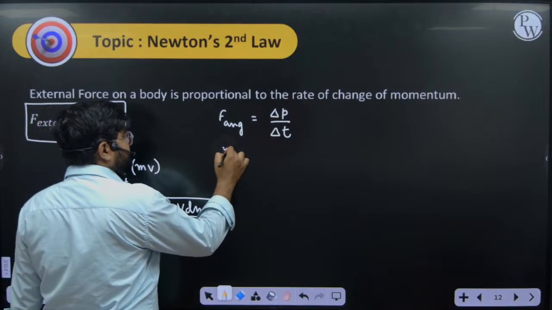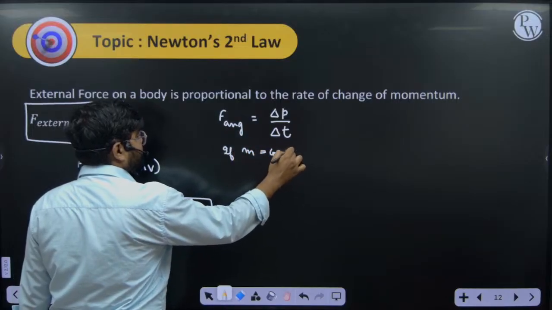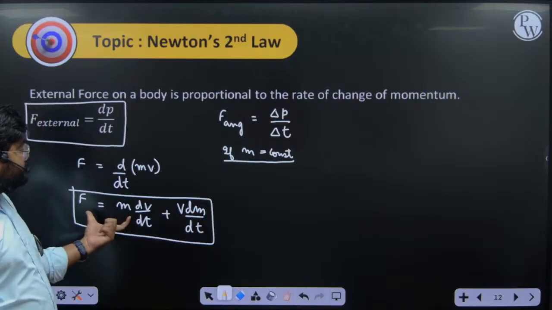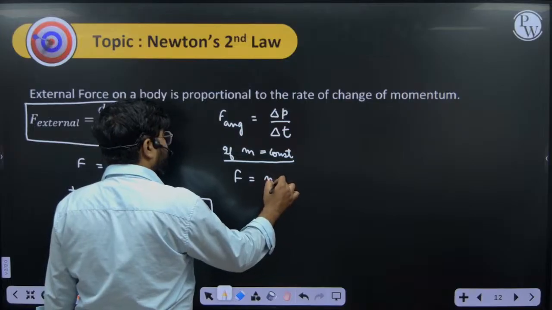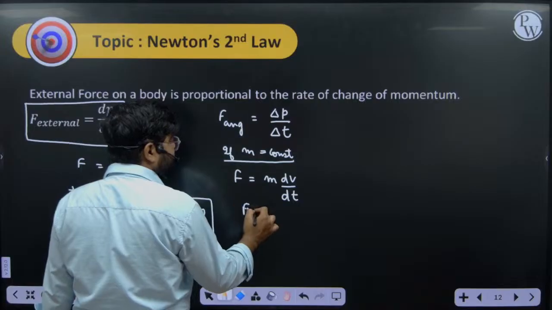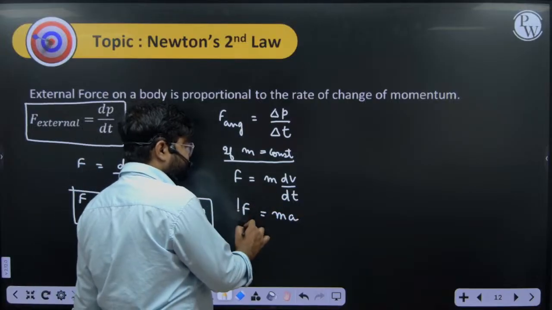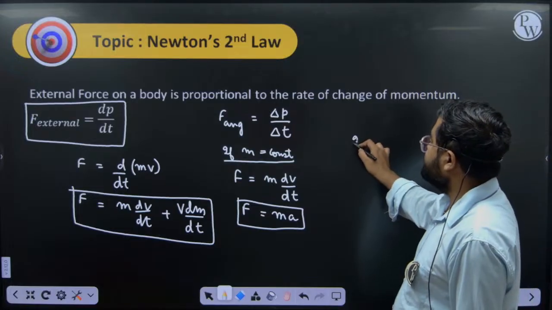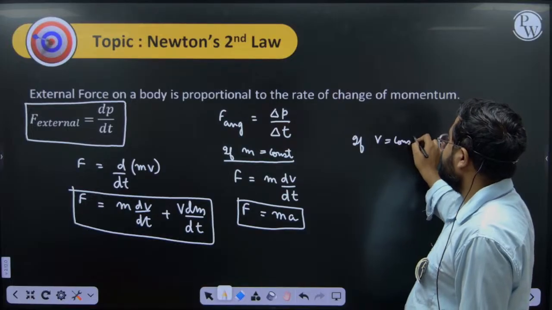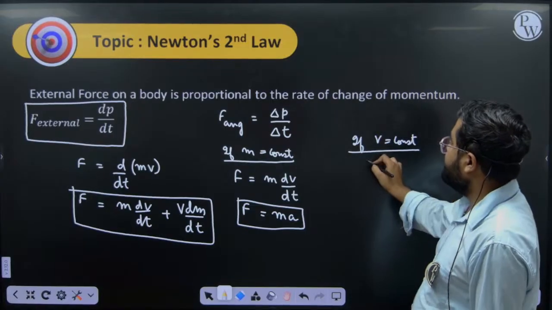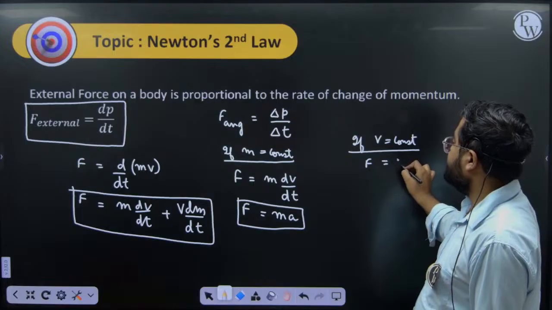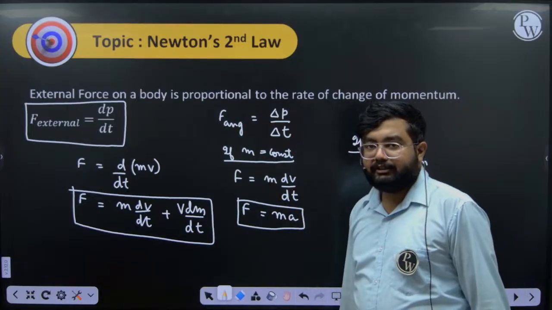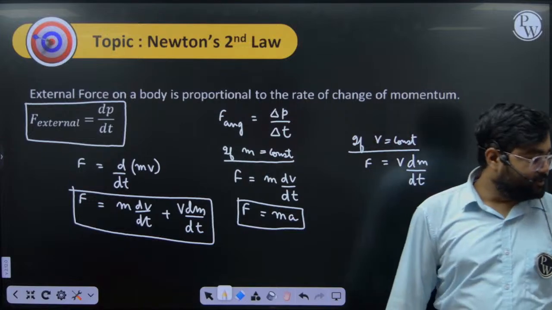But in most of the cases, mass is constant. In most questions, mass is constant. So dm/dt will become 0 because mass is constant. So the force is just equal to m dv by dt. And we know dv by dt is acceleration. And in some questions, you will see that the speed remains constant, but the mass is changing. And in those questions, dv/dt becomes 0 and the force will be written as v dm/dt. But in most questions, this is what we are using because mass remains constant in maximum questions.